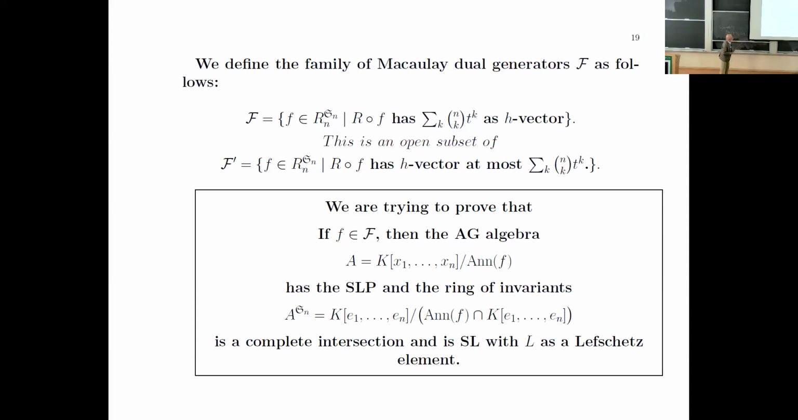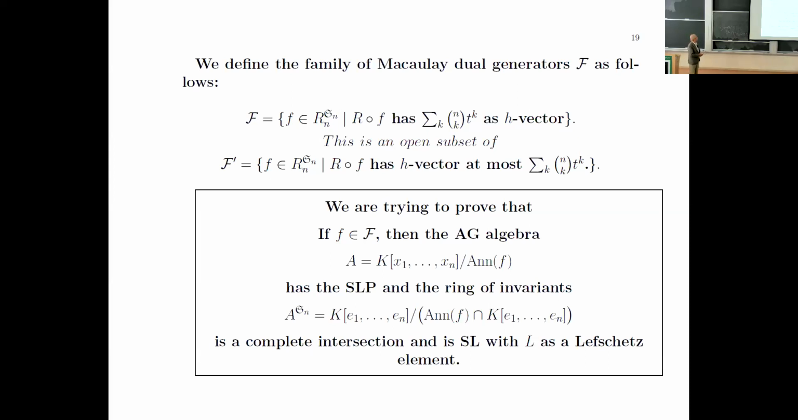So after all, I am trying to do this. This is a rephrase of my previous statement. When F is in the family, then the AG algebra has the SLP, and the invariant ring is a complete intersection, and is SL with L as a reference element. I have not proved it, but I'm trying to do it.